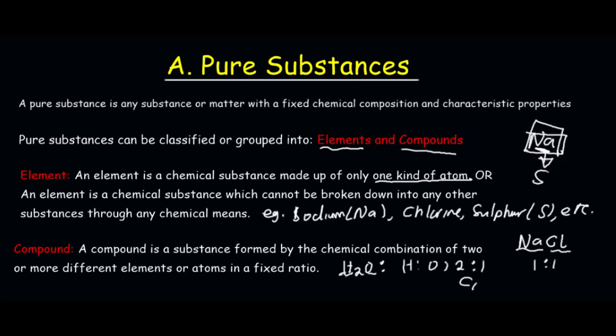Another example is glucose, C6H12O6. In this case, you can see three different atoms combined together, and they are in a ratio of 6:12:6, which is 1:2:1. So one thing about compounds is that they are formed by chemical combination of two or more different elements or atoms in a fixed ratio. So that is what a compound is.